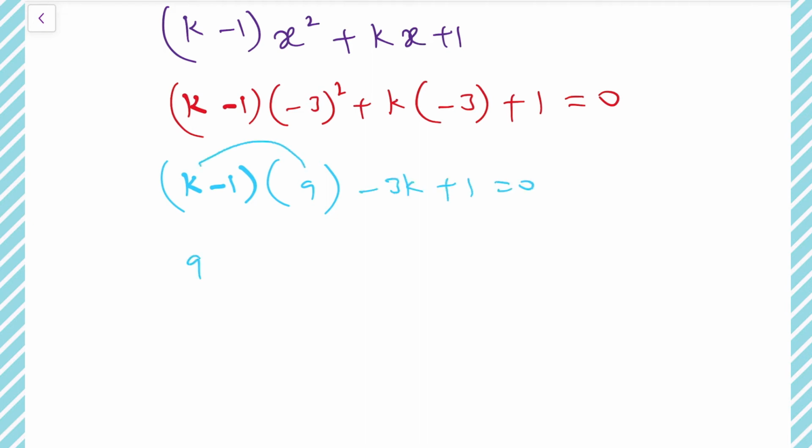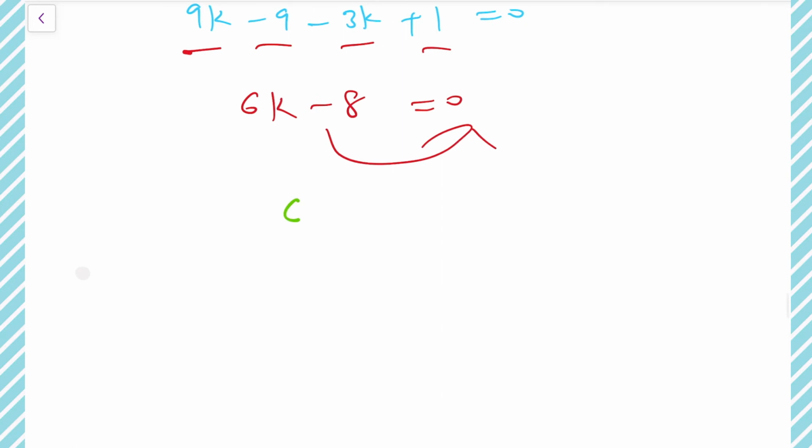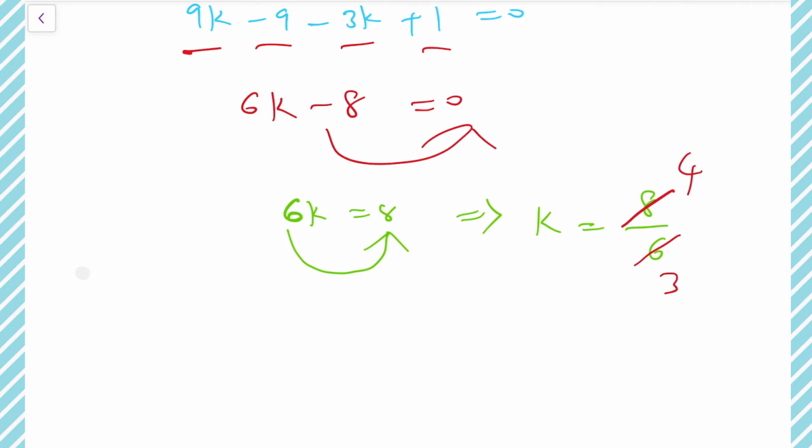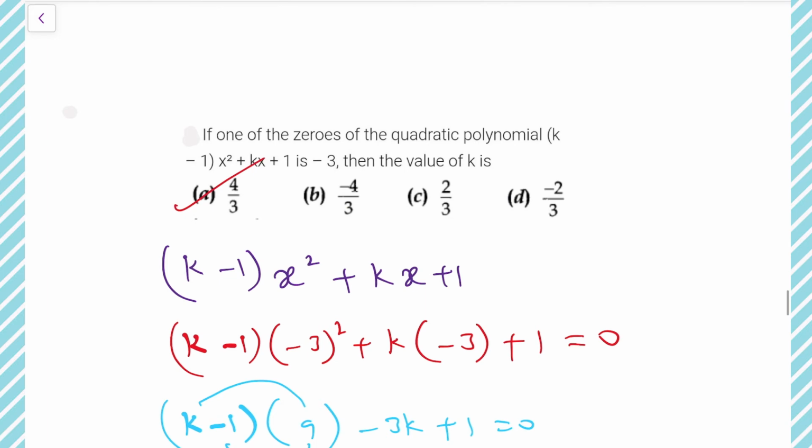9 into k is 9k. 9 into minus 1 is minus 9, minus 3k plus 1 is equal to 0. 9k minus 3k is 6k, minus 9 plus 1 is minus 8, equal to 0. Take minus 8 to the other side, then it becomes plus 8. So 6k is equal to 8. Then k is equal to 8 by 6, taking 6 to the right side, it becomes division. If you do cancellation, 2 4s are 8, 2 3s are 6. So our answer is 4 divided by 3. Option A.